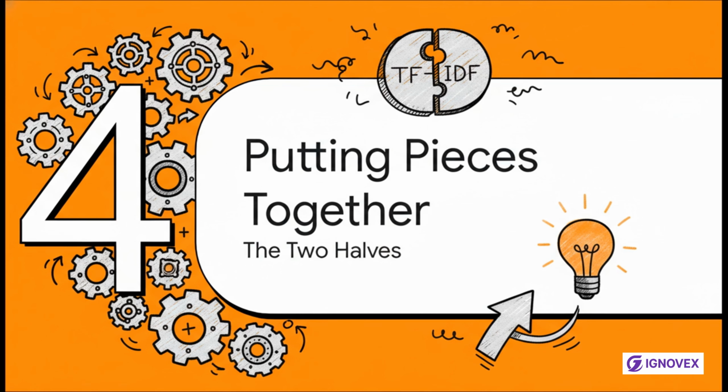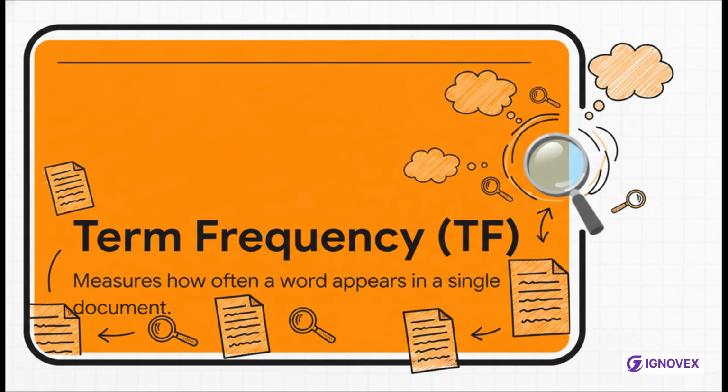TF-IDF, I mean, the name kind of gives it away. It breaks down into two main parts. First up, you've got term frequency, the TF part. You can think of this as the local counter. This is basically that bag of words idea we just talked about. It just counts how often a word shows up inside the one document you're looking at. It's all about local importance.